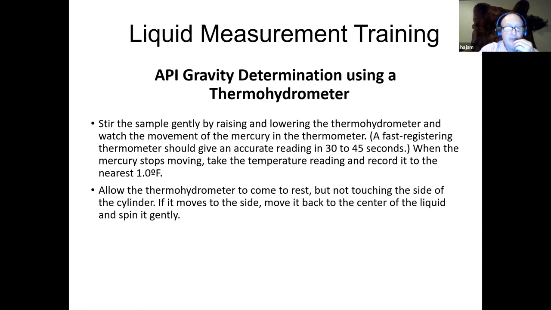Make sure it's not touching any sides. It's floating in the middle of the cylinder and not clinging to anything. Maybe you want to spin it a little bit. Just give it a little spin, and that makes sure it's free floating.